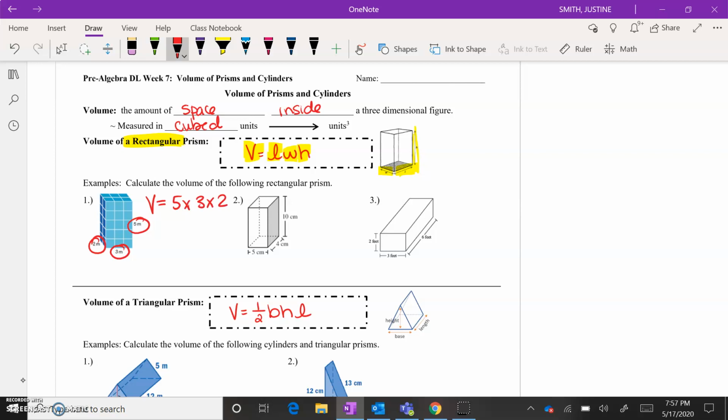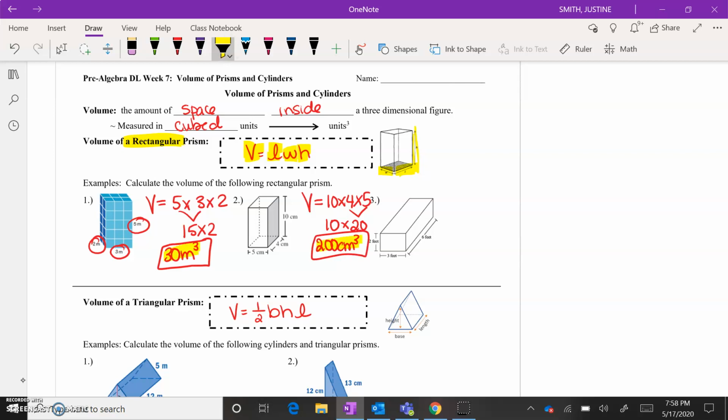You can do that in whatever order you want. So we get 15 times 2 to give us 30 meters cubed. Same thing for number two. You're just multiplying the length times the width times the height in any order. I'm going to do 5 times 4 first to get 20, times 10 is 200 centimeters cubed.